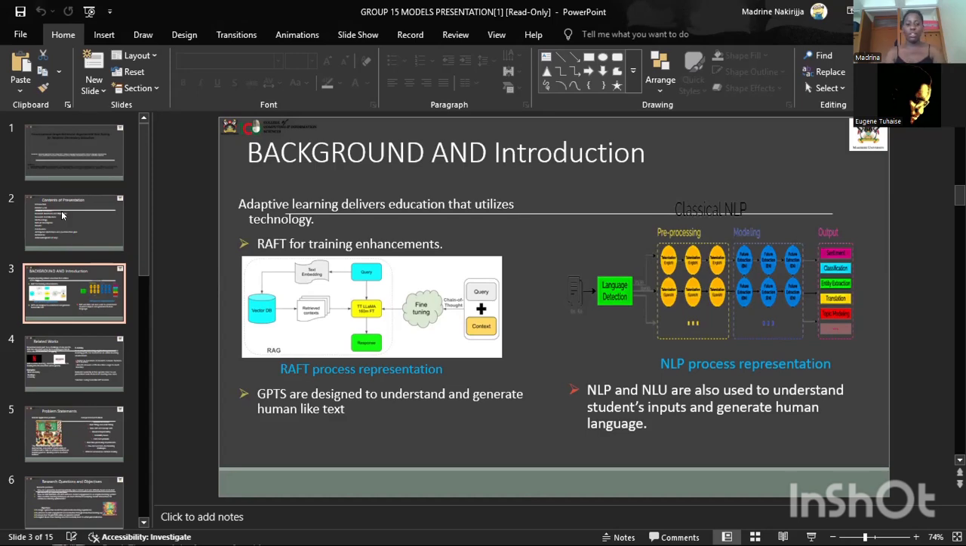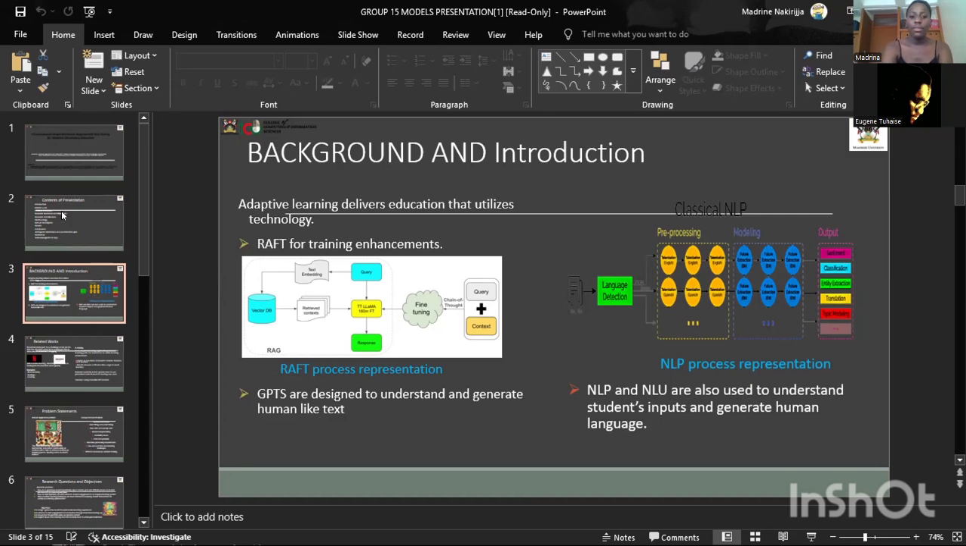to retrieve data from external databases, as we've been talking about previously. Then the GPTs, which are designed to understand and generate human-like text. And then we have NLP and NLU, which help us understand the student's input and generate human language. Yes, because we've seen that in RAFT there is fine-tuning: you get the data from the external databases, then you have to adjust it so that it fits in.